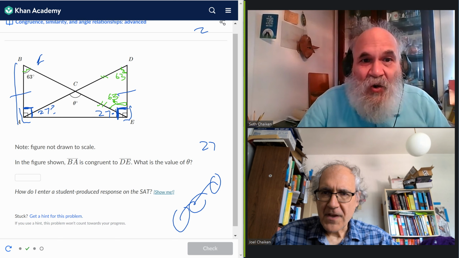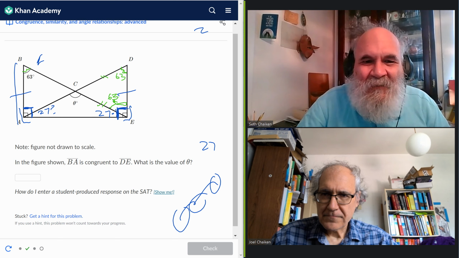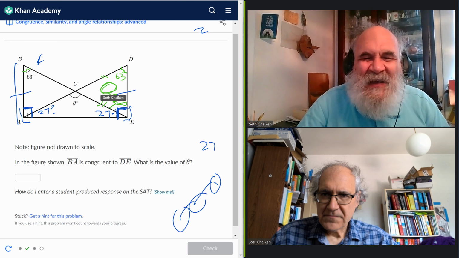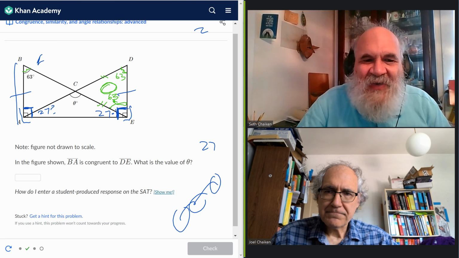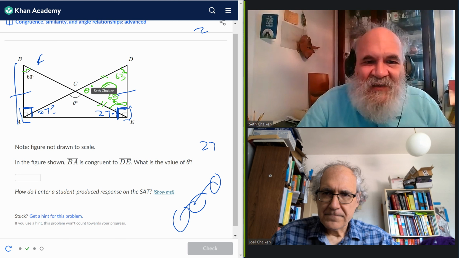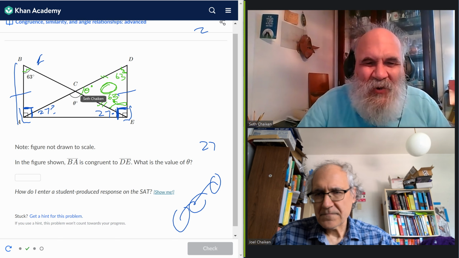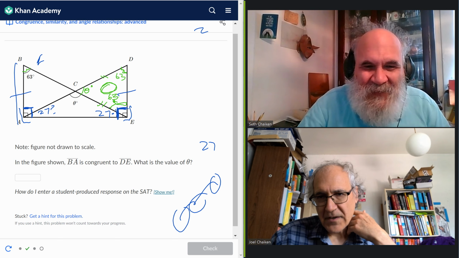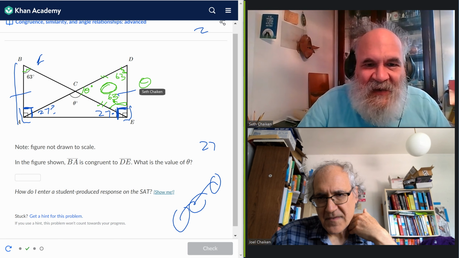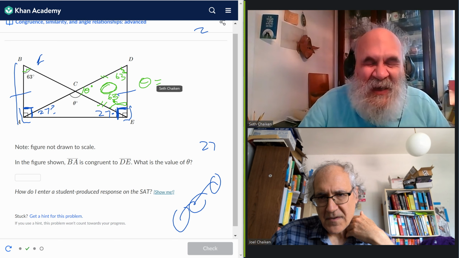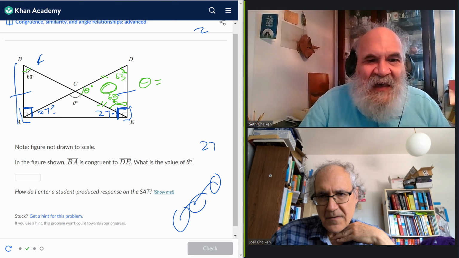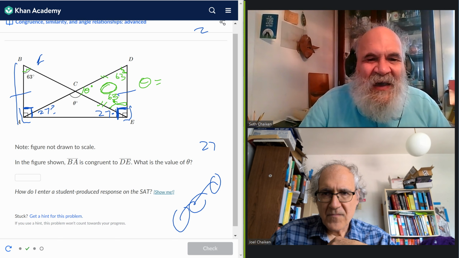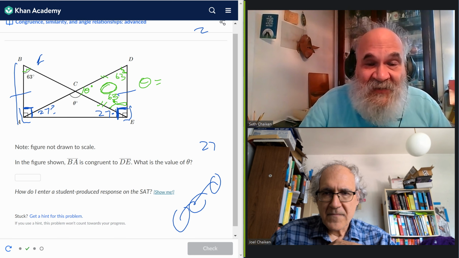All of the angles add up to 180. Theta and its supplement also add up to 180. Therefore, theta has to be the same angle that adds up to 180 when you add 63 and 63 to theta prime. So the answer is 63 plus 63, which is 126 degrees.